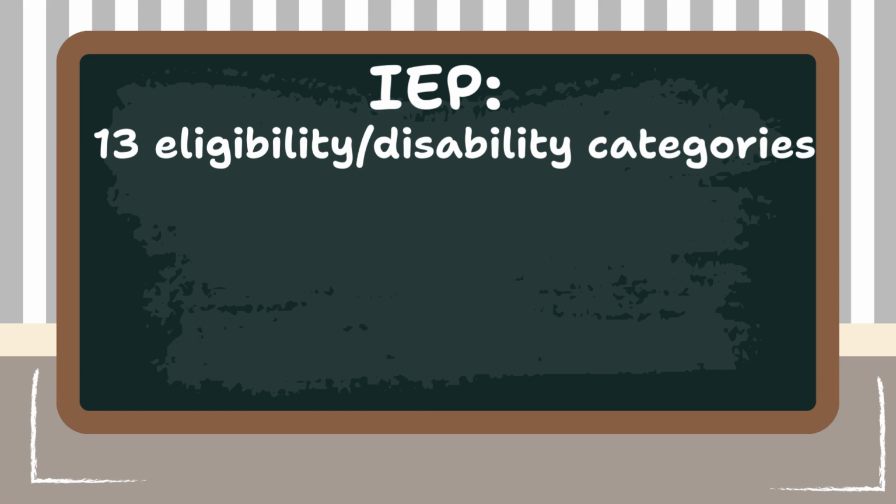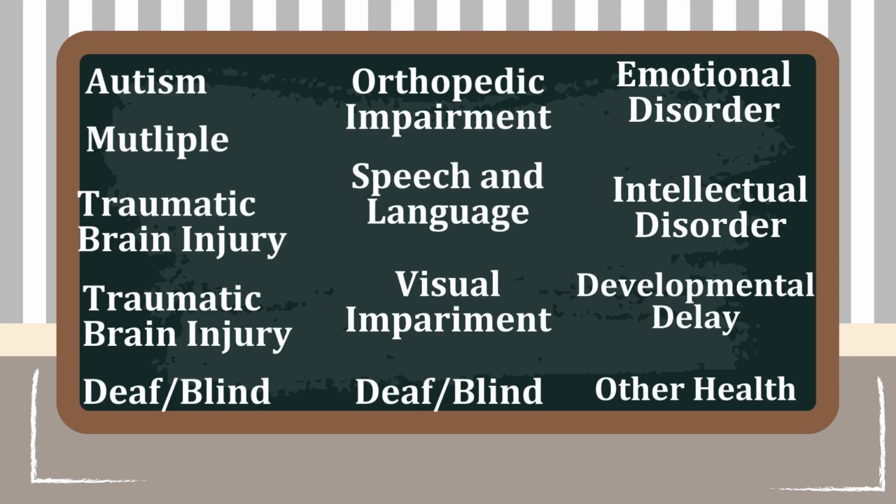And very quickly, here are those 13 specific eligibility categories for special education. A student must have at least one of these to qualify for special education services. The process of how a student becomes eligible for special education will be in a future video, so be on the lookout for that as well.